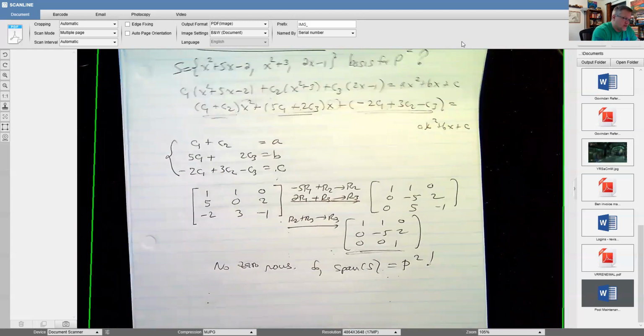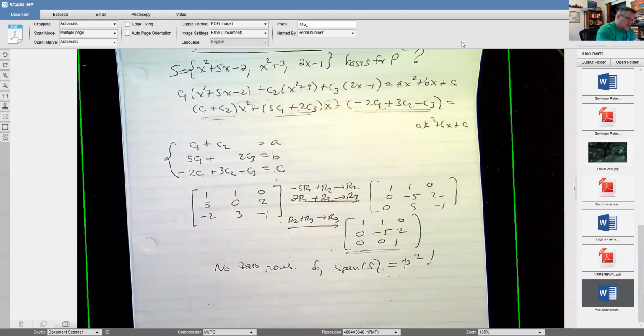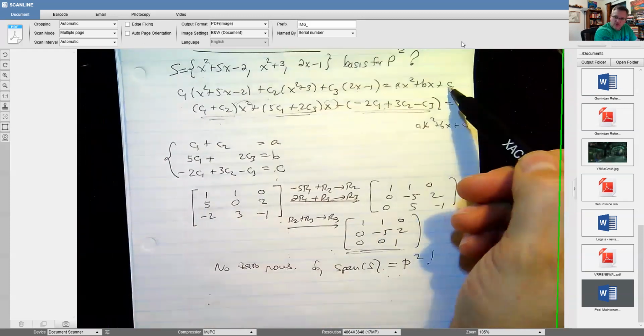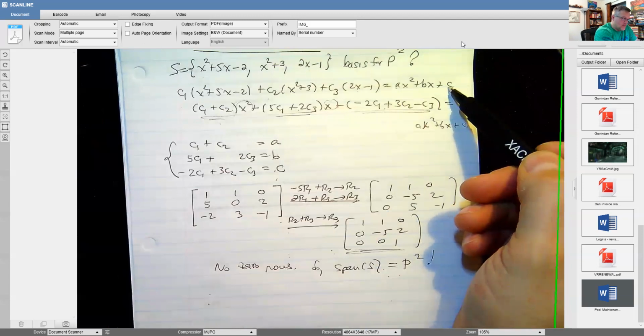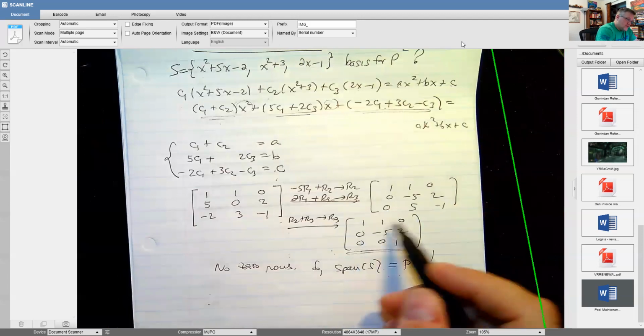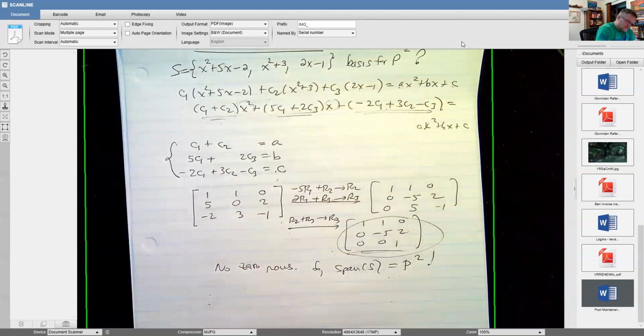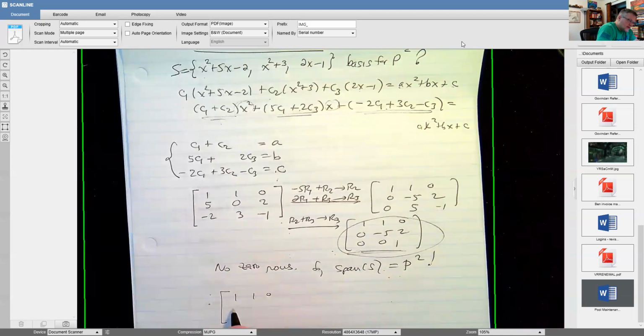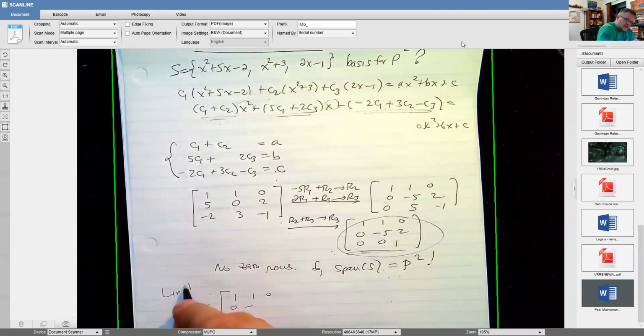Furthermore, we want to know if they're linearly independent. Well, all you have to do for linear independence is put the zero vector on this side and see what the coefficients C1, C2, and C3 would have to be, right? So this is for linear independence.